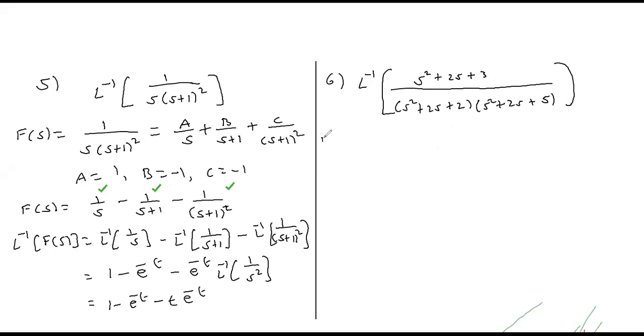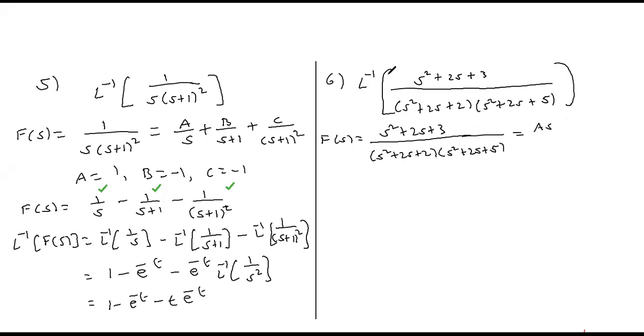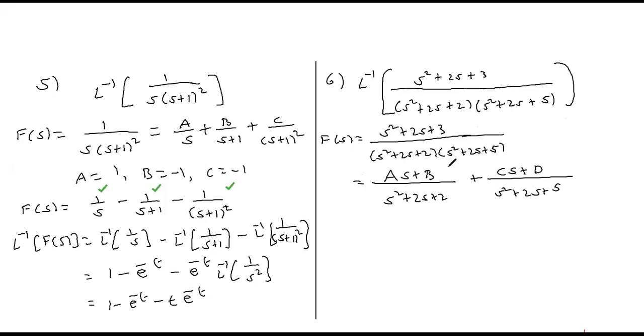So how do we write this into partial fractions? F of s is equal to (s square plus 2s plus 3) by (s square plus 2s plus 2) into (s square plus 2s plus 5), to be written as (A s plus B) by (s square plus 2s plus 2) plus (C s plus D) by (s square plus 2s plus 5). Now you have to find out 4 constants, right?